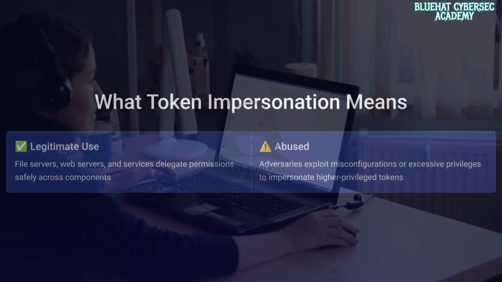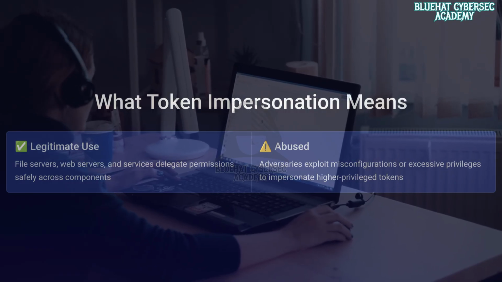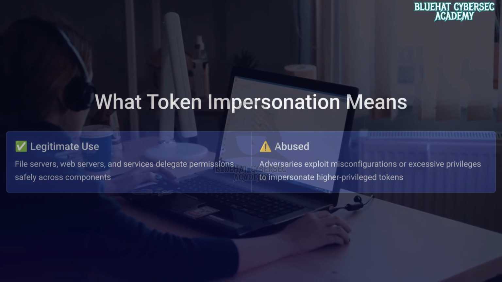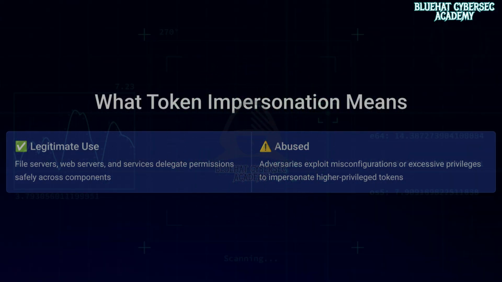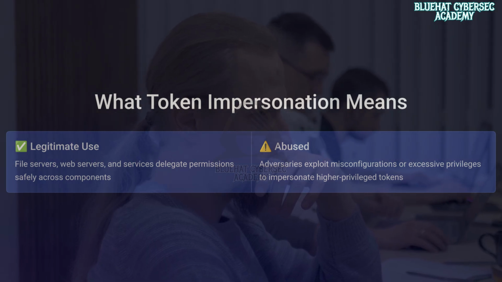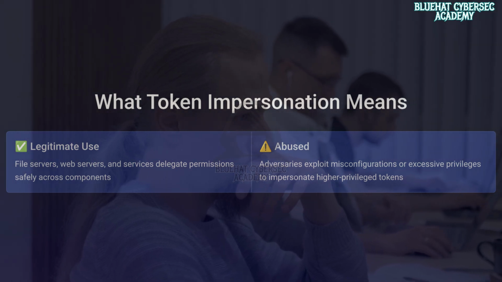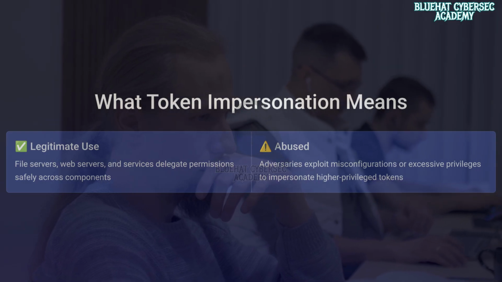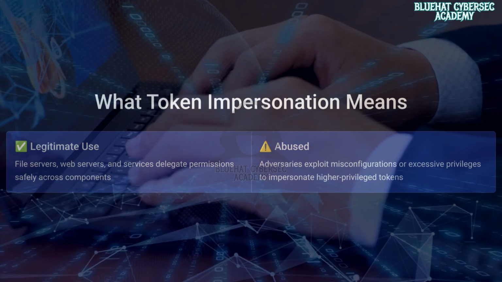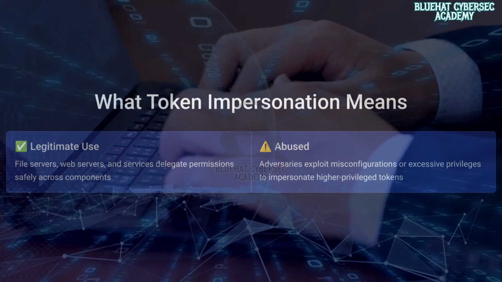Now, with that foundation in place, let's move to the core idea. Token impersonation is the process where a program temporarily assumes the identity of another user by using their access token. In normal and legitimate environments, this is not suspicious at all. It is actually essential for system operations. For example, file servers may access resources on behalf of users, web servers may handle authenticated requests, and services may safely delegate permissions across components.